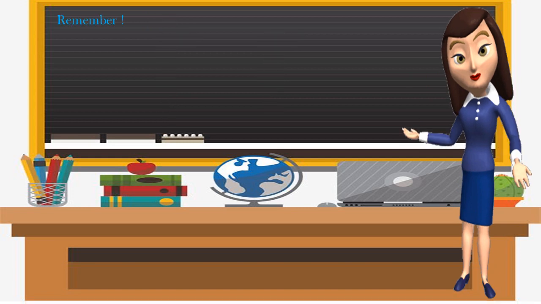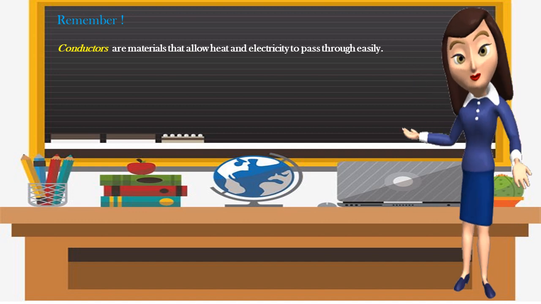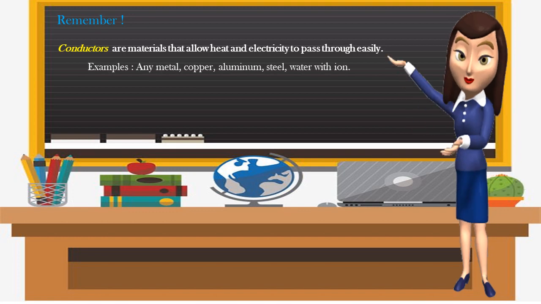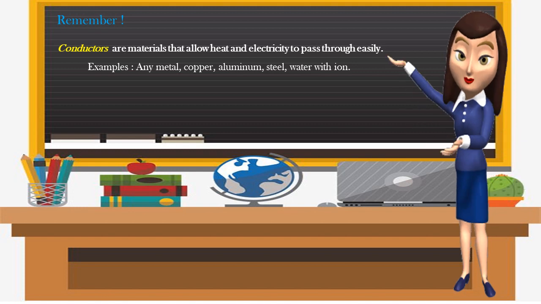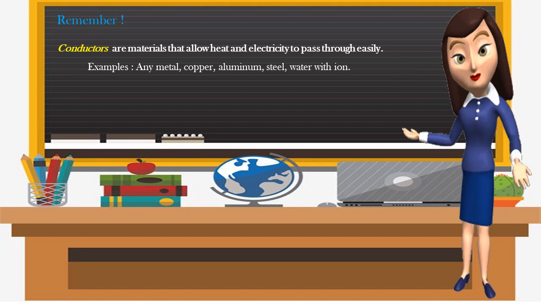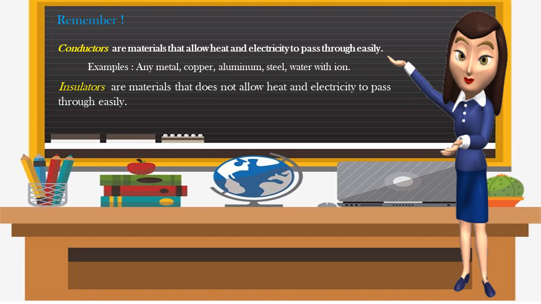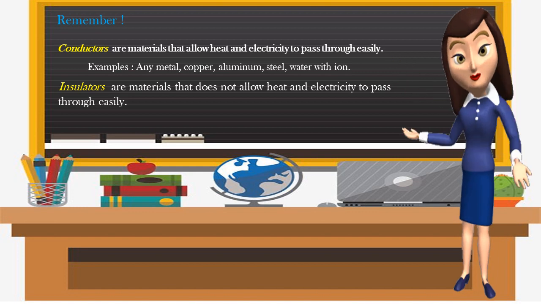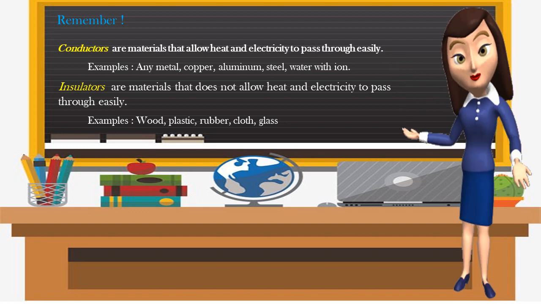Again, children, remember, conductors are materials that allow heat and electricity to pass through easily. Examples of conductor materials are any metal, copper, aluminum, steel, water with ions. Insulators are materials that do not allow heat and electricity to pass through easily. Examples of insulators are wood, plastic, rubber, cloth, and glass.